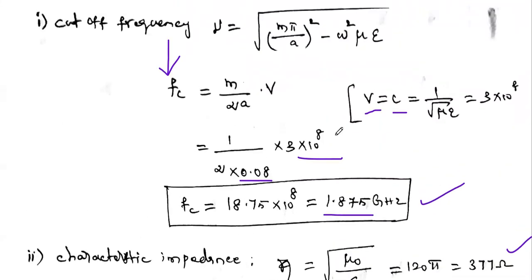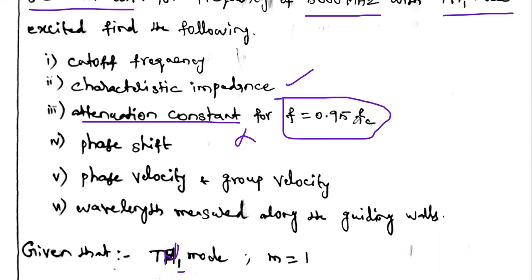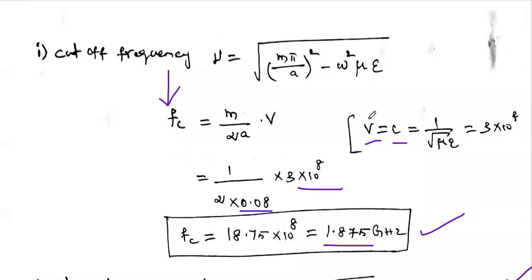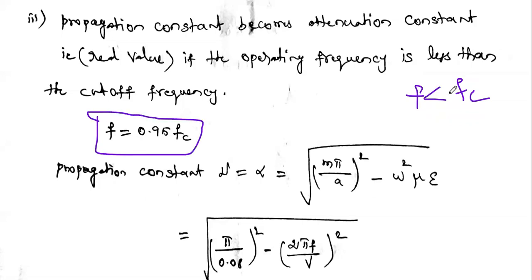And the third thing. What is the third question? We have to find the attenuation constant alpha for the condition that the frequency F is 0.95 times the cutoff frequency. Already you know, if the operating frequency is less than the cutoff frequency, that type of wave will not propagate via the waveguide or parallel plane. Here the given condition is F is 0.95 Fc, which means F is lesser than Fc. So the propagation will not take place.